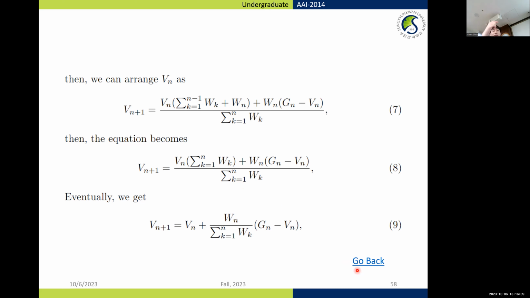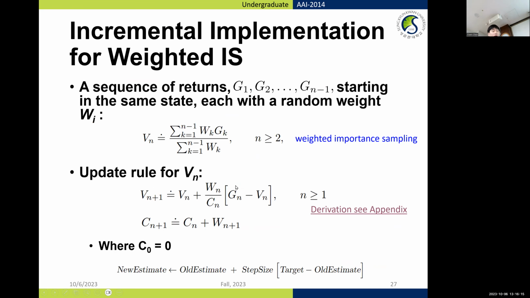This is how we derive the incremental implementation, from here to here. With this format, with this rule, we can design the algorithm step by step to update the value. Okay, so let's take a 15-minute break and come back.